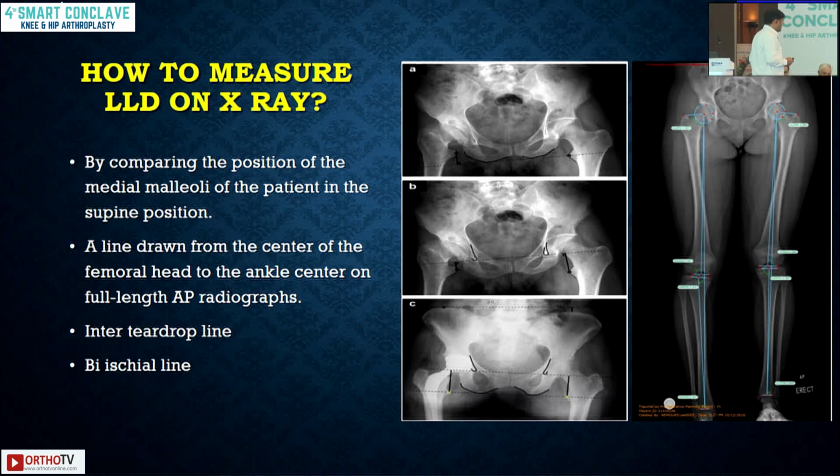So on X-ray, already Dr. Jeman has told you the lines which are very important. The biischial line and the teardrop line, these are the two important lines which you need to understand, and then the distance of the lesser trochanter from there. So these three are the important lines which you need to understand, and then the whole length X-ray also gives you the length.